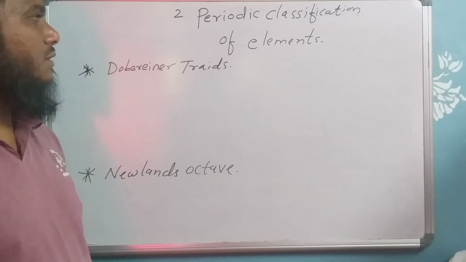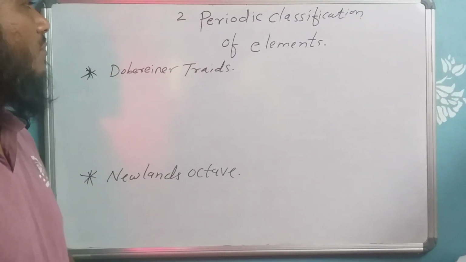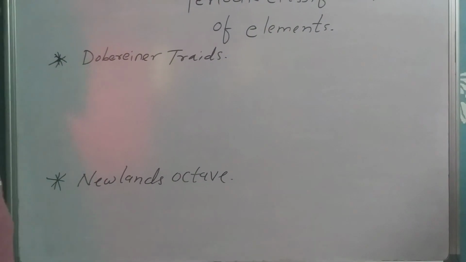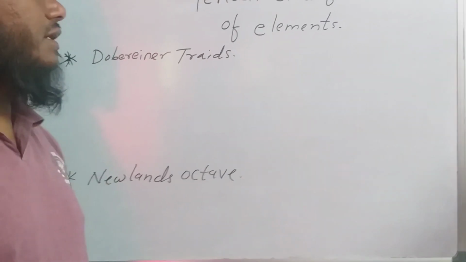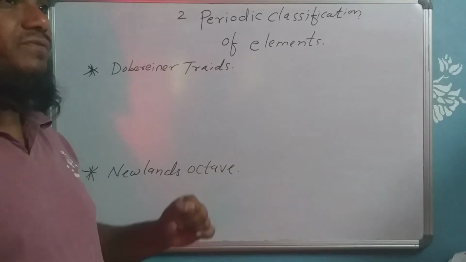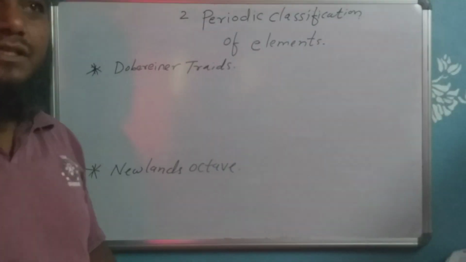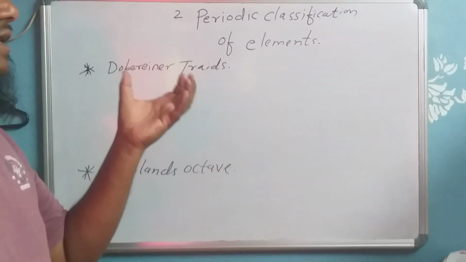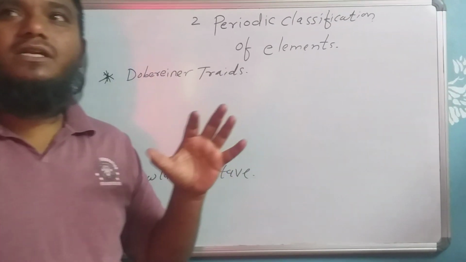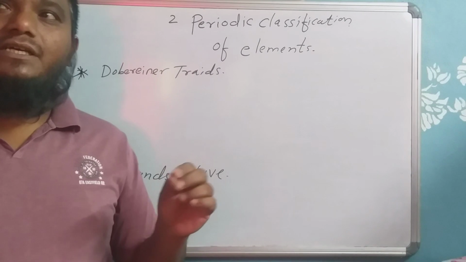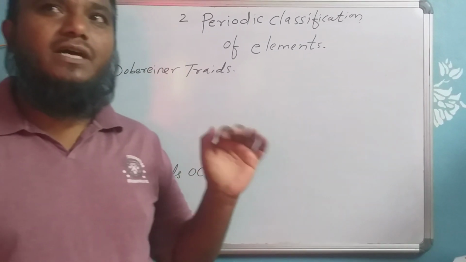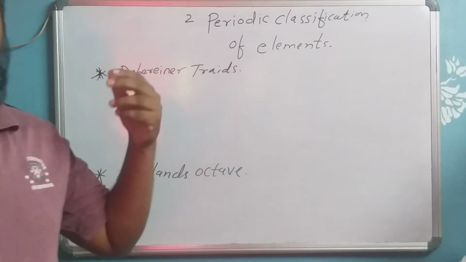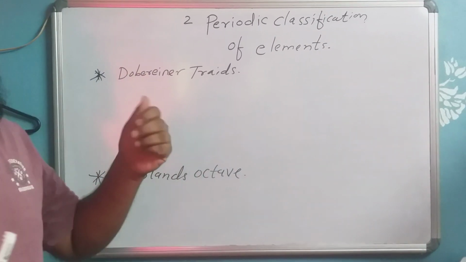Good morning all students. Today we are going to discuss the second topic of the Science 1 textbook, periodic classification of elements. In this topic we have to study how the elements are classified in different ways by different scientists. First we have to understand what elements are. Elements are those which are naturally present in nature. They have their specific identity, like oxygen, nitrogen, iron. All these things are called elements.